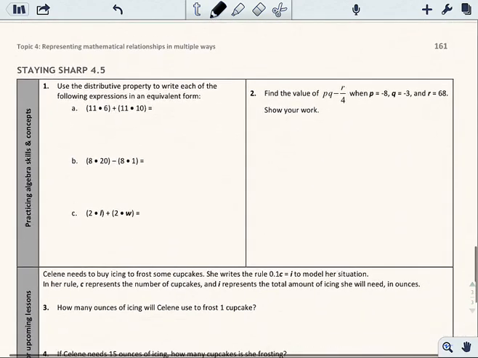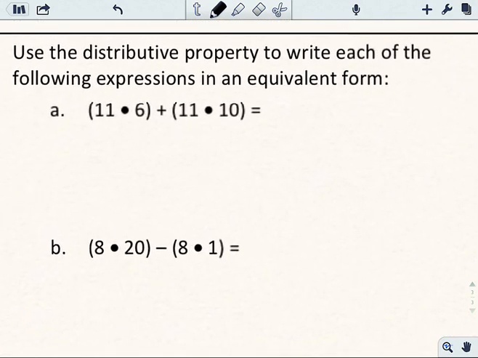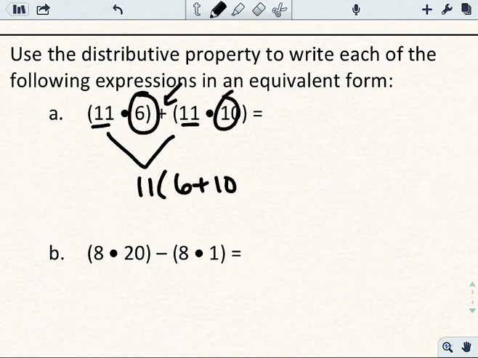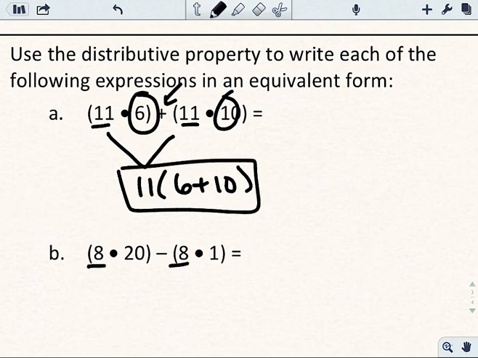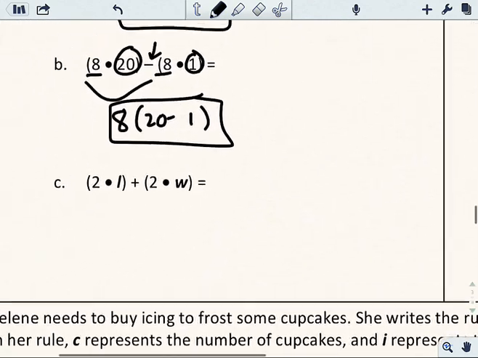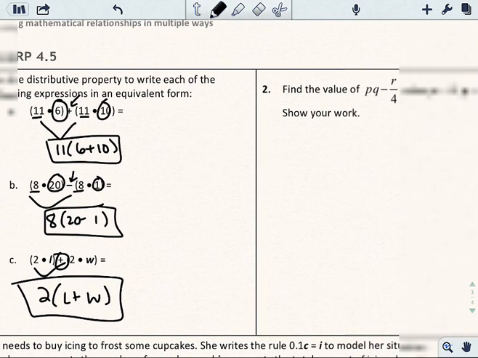That wasn't assigned. Let's look at those staying sharp questions. Use the distributive property to write each of the following expressions in an equivalent form. So this is a little bit of review. Remember, we have this repeated part that comes out in front. And then we have these two pieces using that sign in parentheses. So we have a 6 plus 10. Again, we have two pieces. That comes out in front. We have 20 and 1 in parentheses, and using that sign. Okay. Oh, one more. I'm sorry. Okay, boom. 2 out in front. L, W in parentheses. Use a sign. 2 times the quantity L plus W.